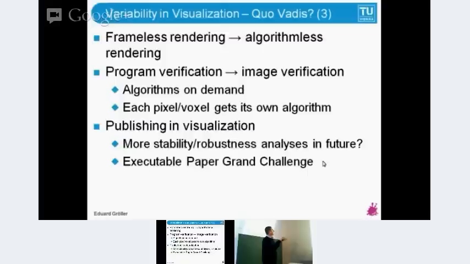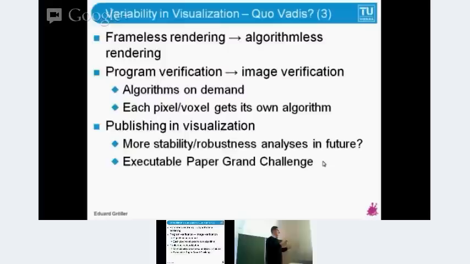This is the same as what I said, this declarative approach. Program verification has been around for quite some time. Maybe you would like to have an image verification. You are specifying constraints that you would like to have fulfilled for your result, and then the algorithms are generated or selected by the system.